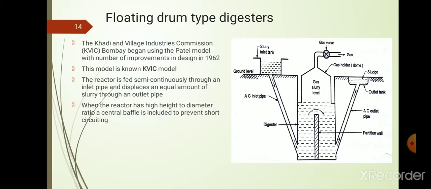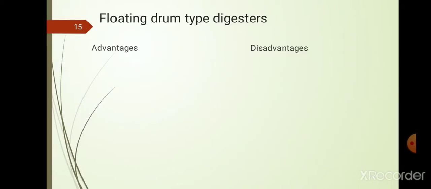That baffle helps to prevent short circuiting of biomass. So what is short circuiting of biomass? Suppose the baffle is not there, there is a chance that some biomass without any anaerobic digestion will go directly to the outlet pipe. To avoid that, a long height baffle is provided. So it helps to prevent short circuiting of biomass going out through the outlet pipe. Now these are the two basic designs we have discussed. One is the Patel model, first introduced in India, then a slight modification, the KVIC model, another floating type digester.